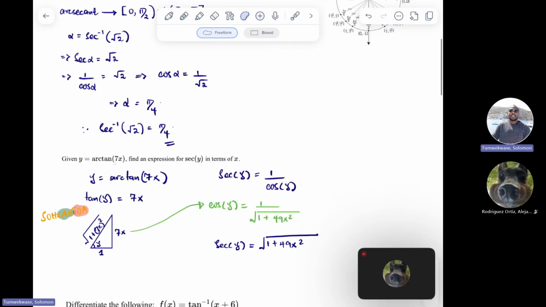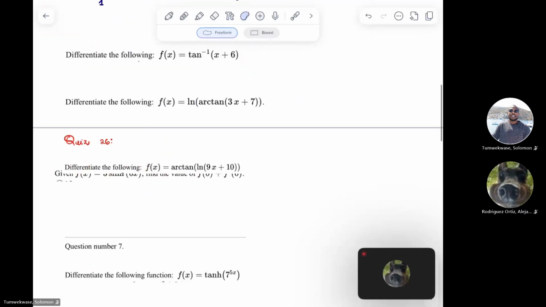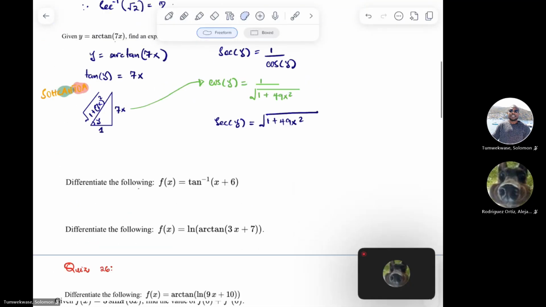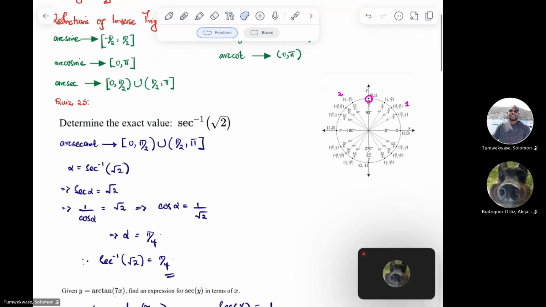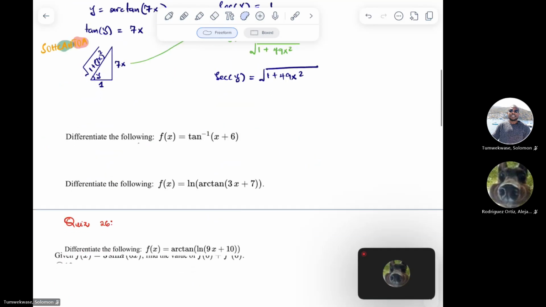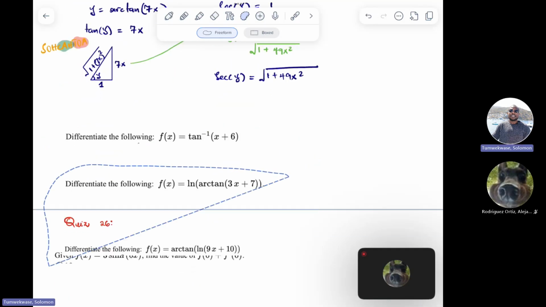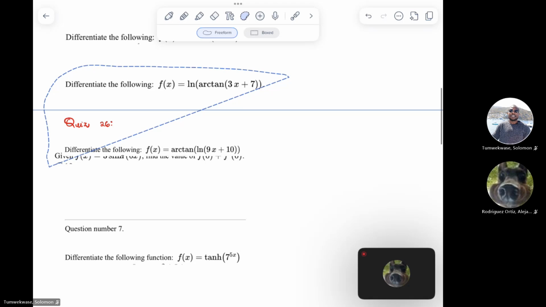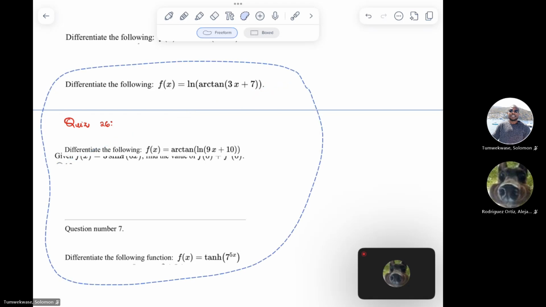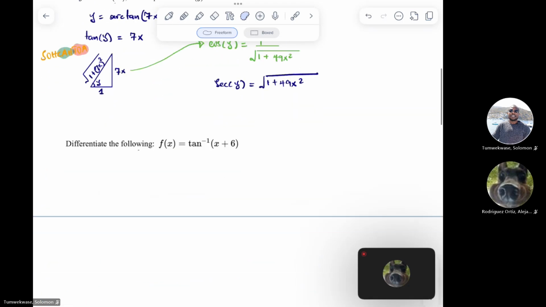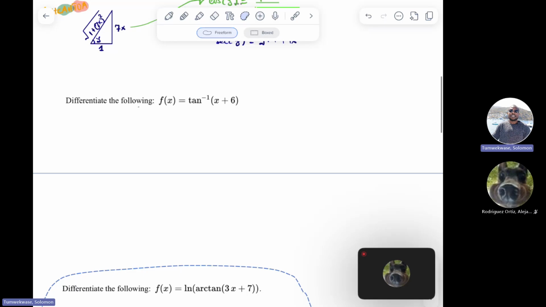Then the next one that I chose, we want to find the derivative of the tan inverse of x plus 6.